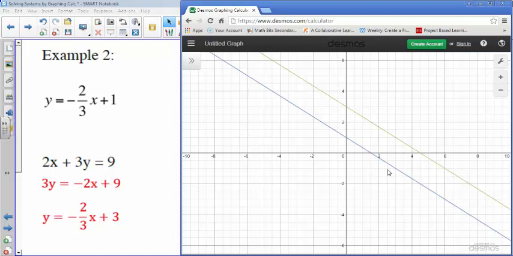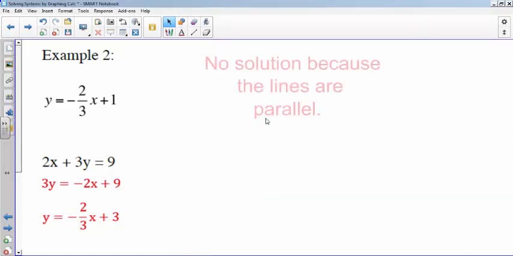So the first thing that we need to determine is, do these lines intersect? As you can see, these lines are parallel. So since they're parallel, they're not going to intersect. So we are going to write out our solution, and we're going to say that there's no solution because the lines are parallel. In the first example, we saw where it intersected once and gave us an ordered pair. Example 2 shows us what it will look like when there's no solution because the lines are parallel. And then we're going to take a look at our third example.